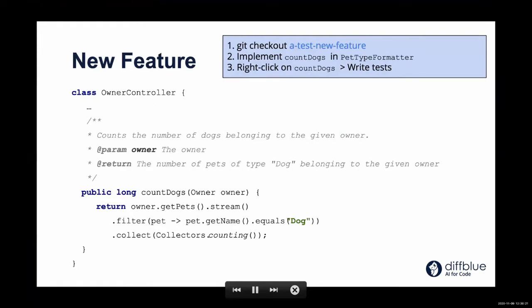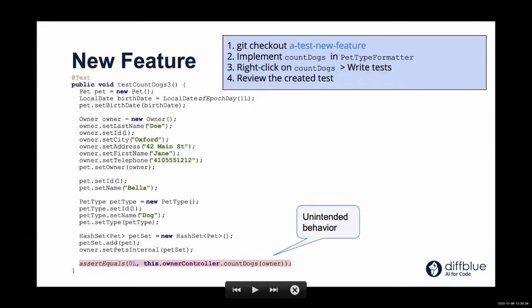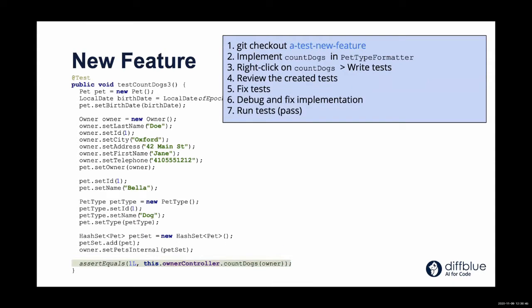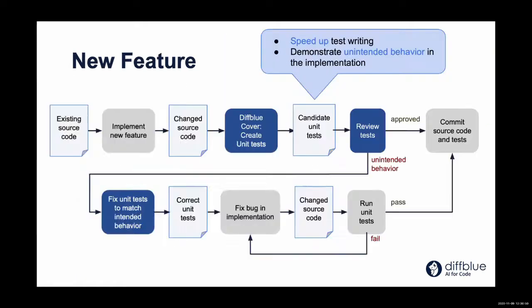So what has happened here? We have created the tests, and then we have reviewed the tests, we've looked at the tests, and we found some behavior that is unintended. We have an owner that has a dog, but our implementation returns 0. So this is unintended behavior. And then what we did is we fixed the test to match the behavior that we intended, and then fixed the implementation.